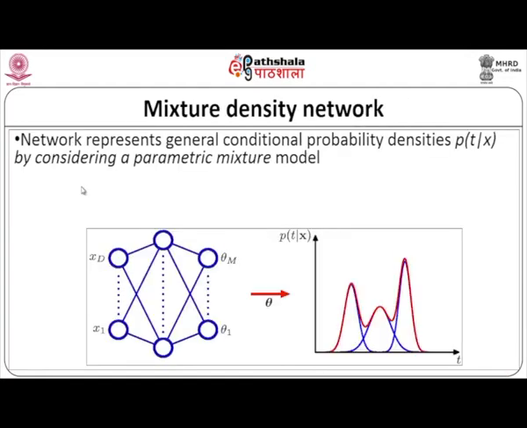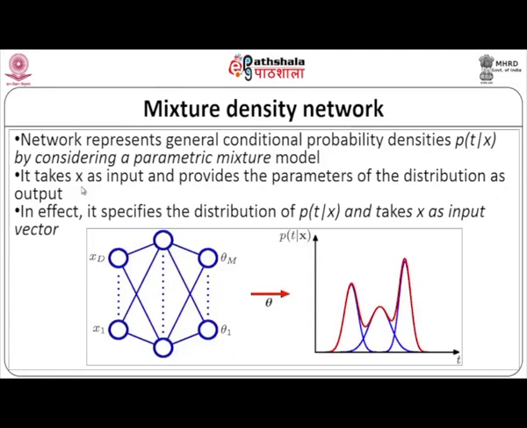So, this is the network. The network represents a general conditional probability density P of t given x by considering a parametric mixture model. It takes x as input and provides the parameters of the distribution output. In effect, it specifies the distribution and takes x as an input vector. So, this is how you get that variable.